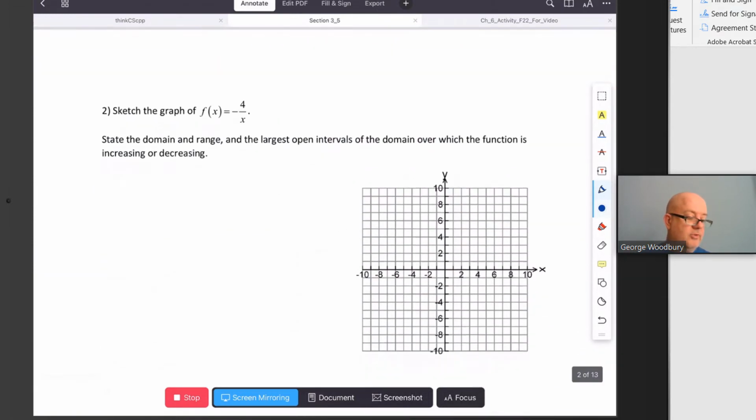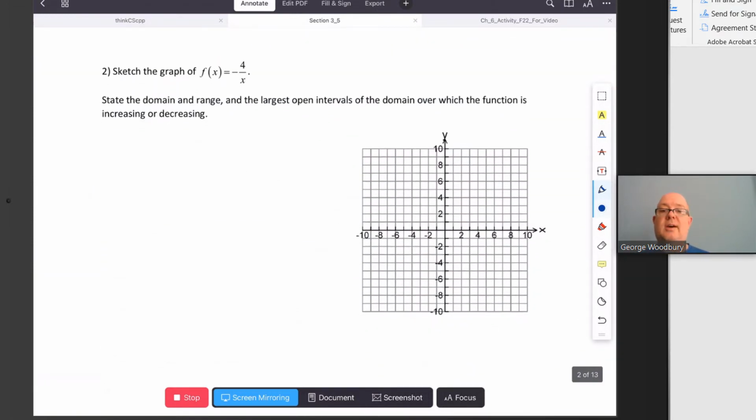So I've got two more examples. The first one is f of x equals negative 4 over x. So instead of being like this, it's going to reflect over the x-axis. So it's going to actually look like this instead.